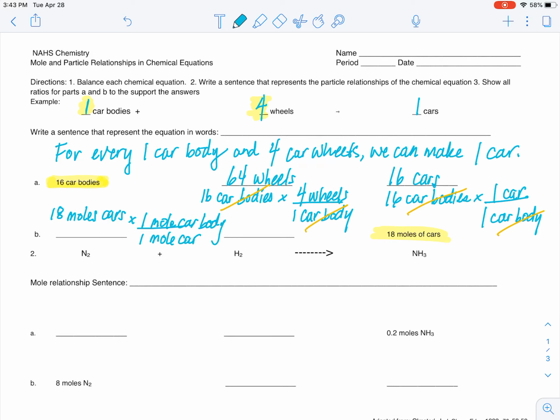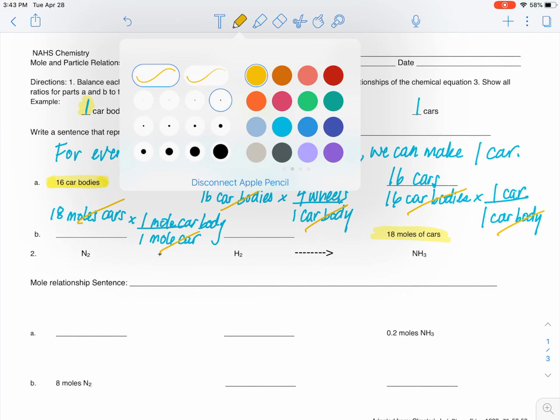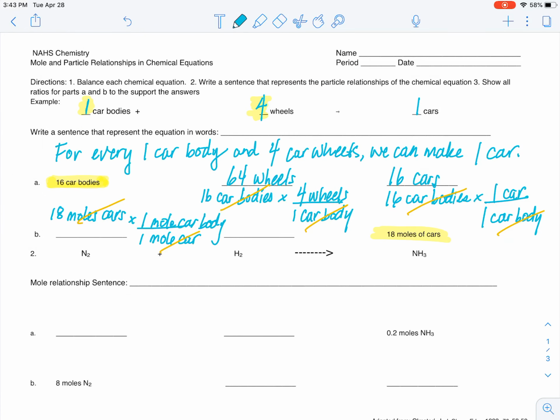required. So here, I'm just multiplying my ratio. If I have 18 moles of cars produced, and the ratio is 1 to 1, then I know that I would need 18 moles of car bodies to make that many cars.